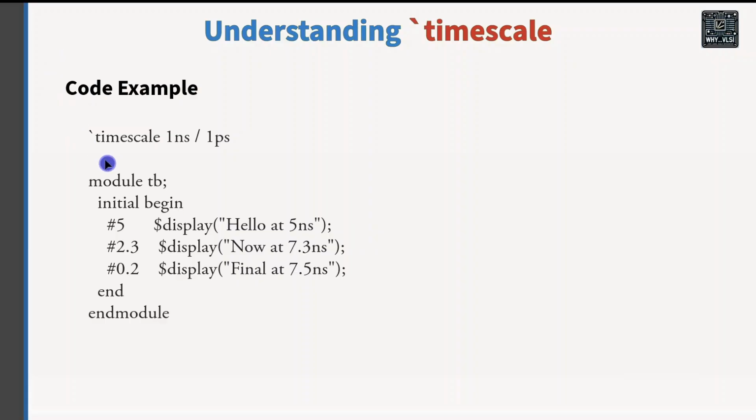So we'll see one code example. Here I'm taking `timescale with a 1 nanosecond time unit and 1 picosecond precision. The module is defined with an initial block. We have started writing the code with #5 with a display statement, then #2.3 and #2.2. So what will it display? The first display statement will come at 5 nanoseconds. Then the second will add up and come at 7.3 nanoseconds and the final will come at 7.5 nanoseconds. This is possible because the precision has been defined as 1 picosecond.